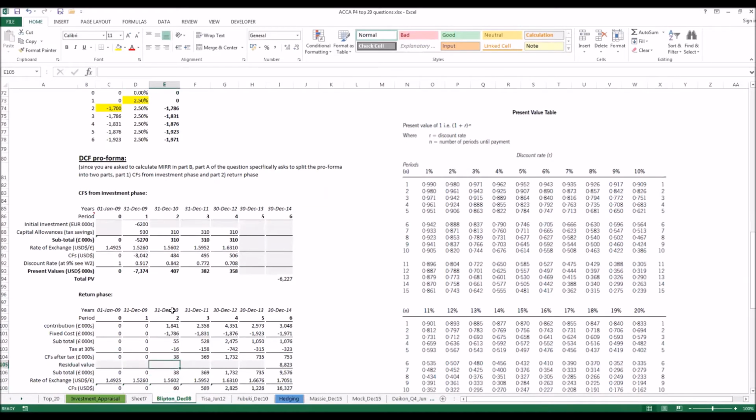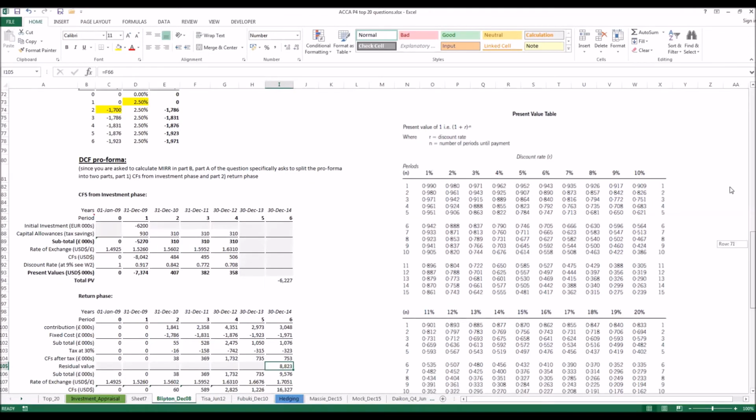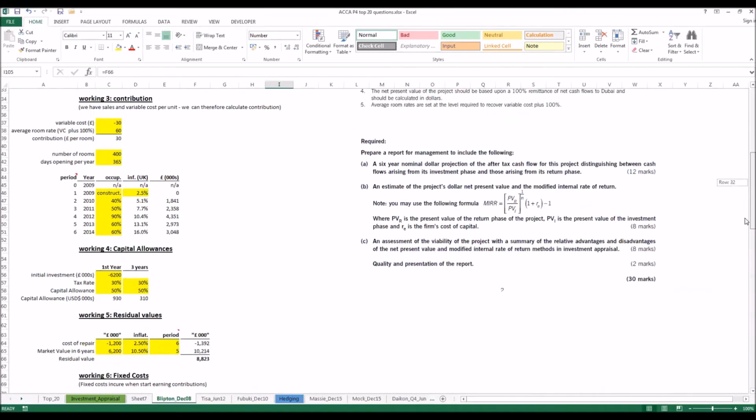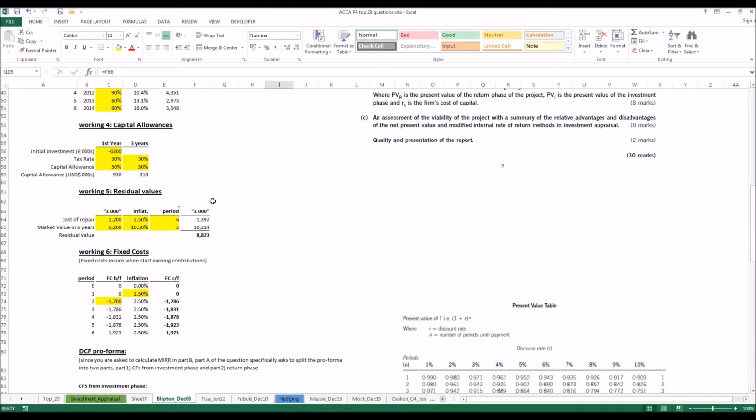But then we are also told that as well as having these cash flows, there's going to be residual value based on the market value of the hotel. The market value, we are told, is based on the residual value of the investment at the end of year 6 is assumed to be the open market value of the property less charge for repairs and renewals. We're also given the repairs and renewals here, 1.2 million. We calculate the residual value based on the cost of repair, like we told, 1.2 million.